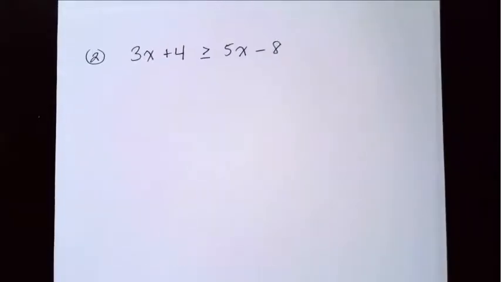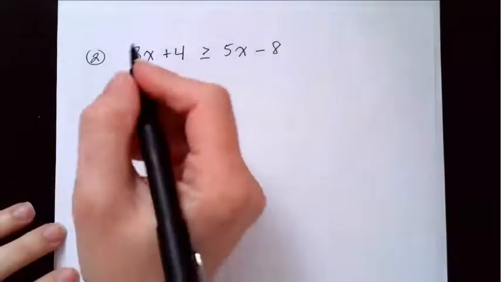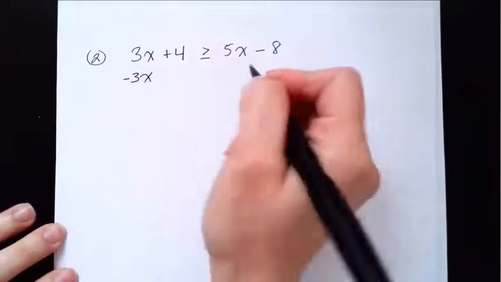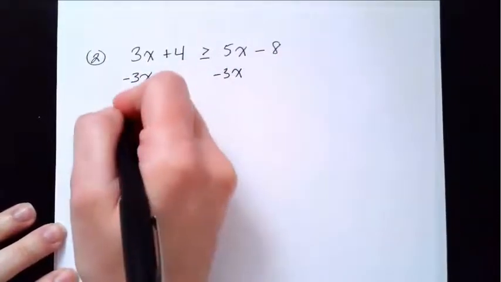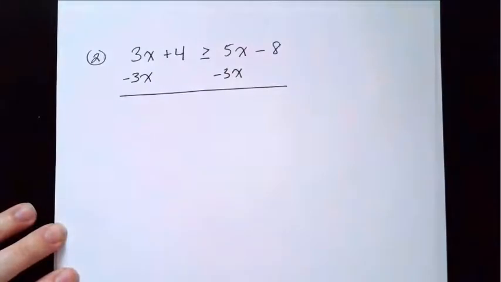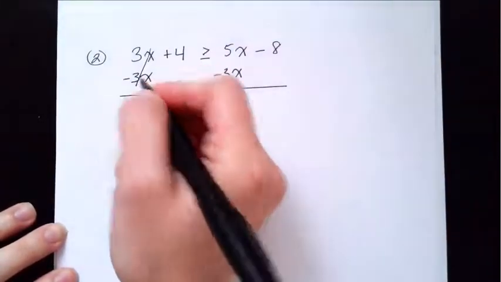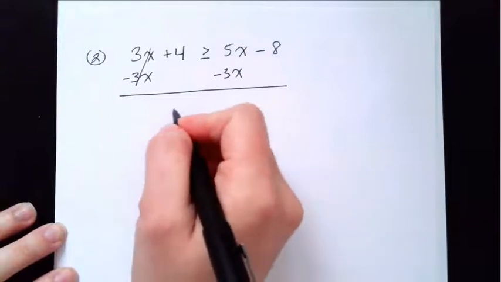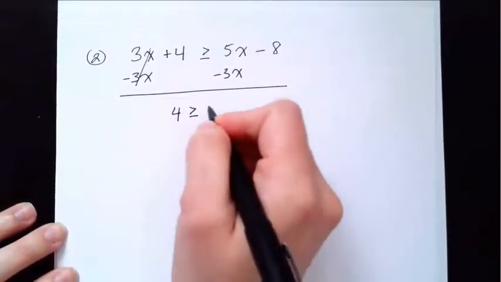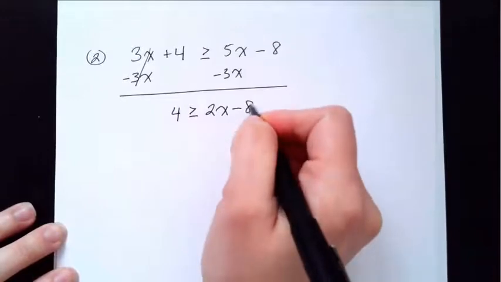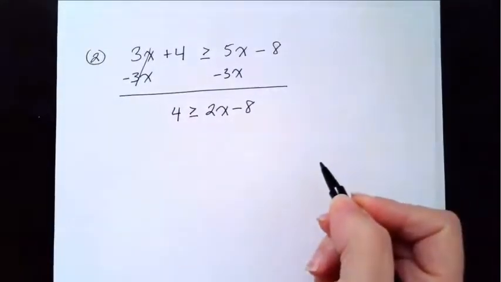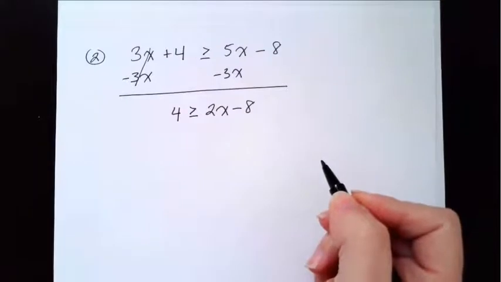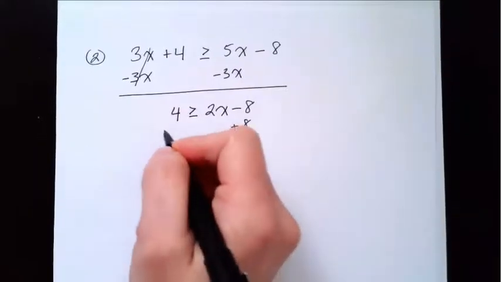Alright, so let's take a look at number 2. So again, you have 4 options here. You could add or subtract 4 different terms. I am going to decide to subtract 3x because maybe I want to think about avoiding that rule where I change the direction of my inequality. So this would keep the coefficient for x positive. 4 is greater than or equal to 2x minus 8. Since I moved the variable to the right, I'm going to move the constant to the left. So I'll add 8 to both sides.